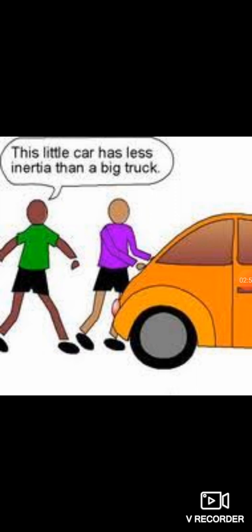Another thing: the little car has less inertia than the bigger truck. As I already said, less mass has less inertia. See, the bus driver starts the bus and the passenger moves backward. The reason is the bus is in motion and the person is trying to keep himself at rest, so he moves backwards.